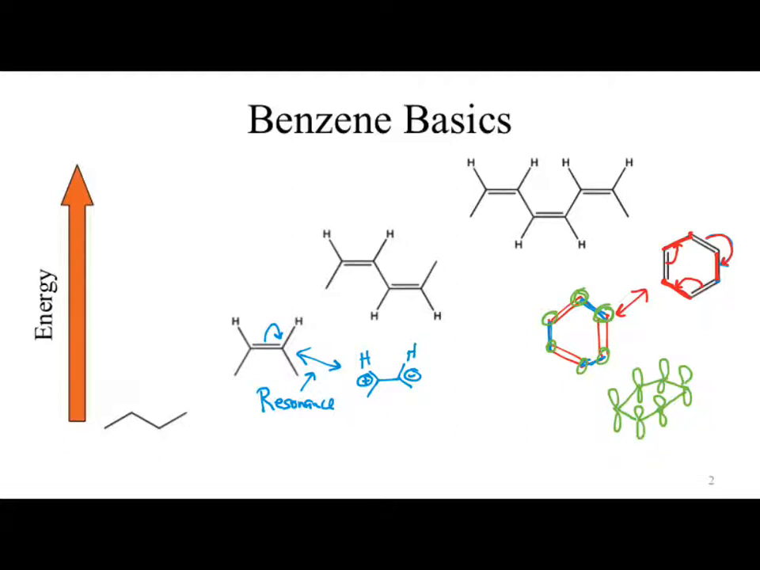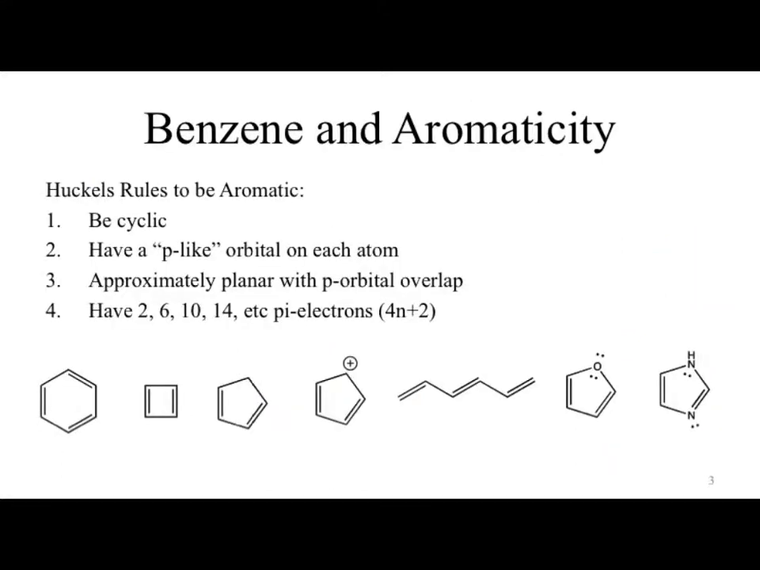Our p orbitals are all aligned with each other so that the electron density can be shared all the way around the ring. So what we're starting to see and recognize is that there's an increased stability due to that orbital overlap that's been conjugated across multiple atoms. A famous guy went through and looked at this and came up with a couple rules. That guy was Huckel. So you end up getting Huckel's rules for aromaticity.